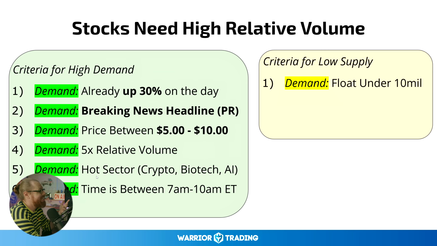Number 5, it's in a hot sector like crypto, biotech, or AI. And number 6, when the time is between 7 a.m. and 10 a.m. Eastern. That is a window where we see the biggest moves historically.